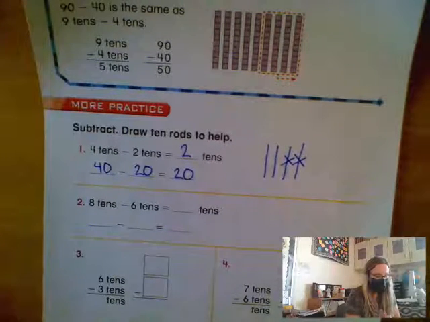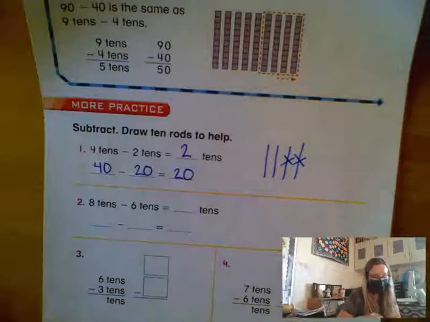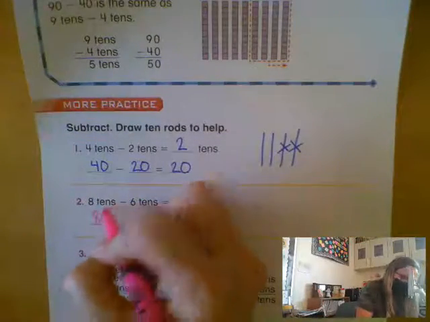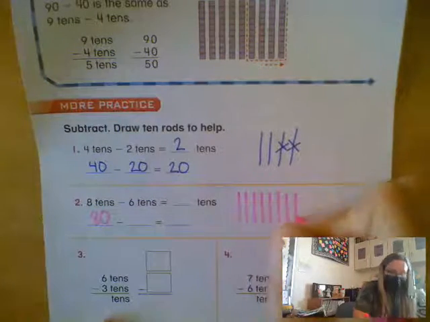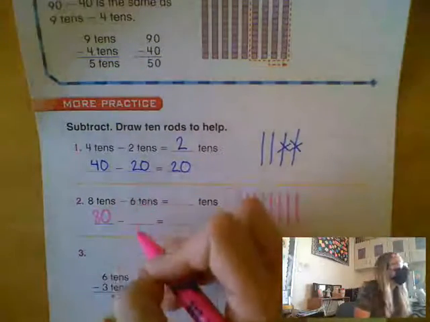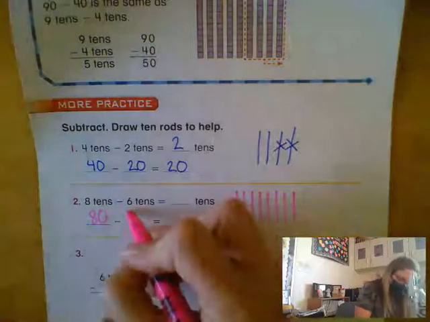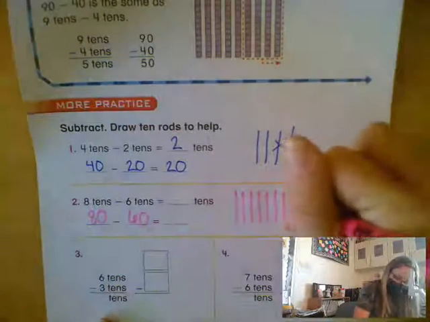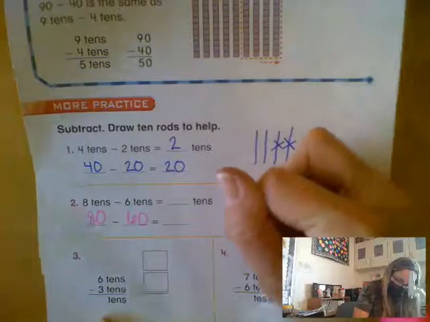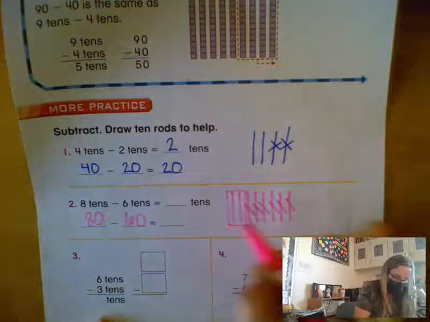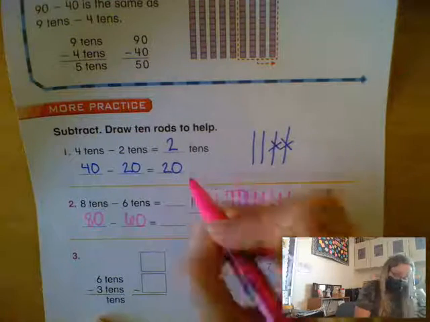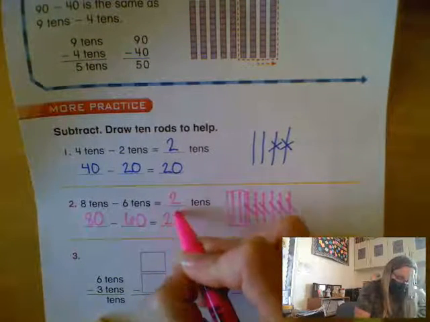All right, Drew, walk me through the next one here. 8 tens equals how many? 80. It says draw them out. So 1, 2, 3, 4, 5, 6, 7. There's my 8 tens. 6 tens equals what, Drew? 60. If I take away 6 tens, 1, 2, 3, 4, 5, 6. How many does that leave me with, Drew? 2 tens, which equals 20. Good job.